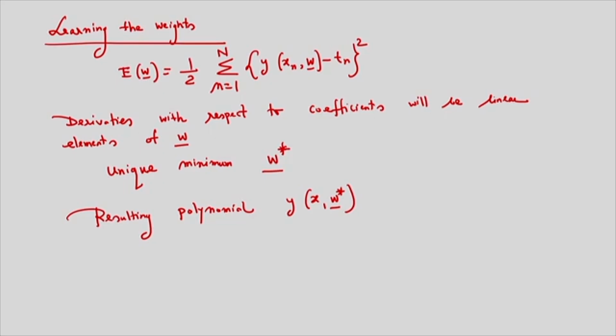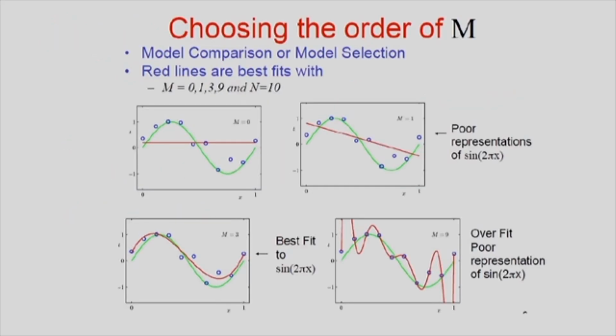Now, how to select the order of this polynomial fit? So, move to the next slide. Here I am showing the predictions for different model orders. So, here I have shown that model order is 0, 1, 3, 9, and we have 10 data points, N is equal to 10. So, how to select the particular model?